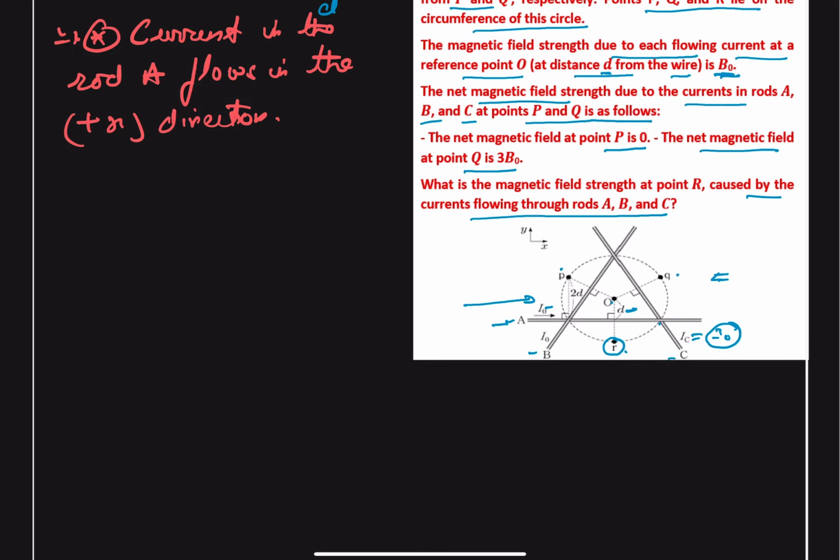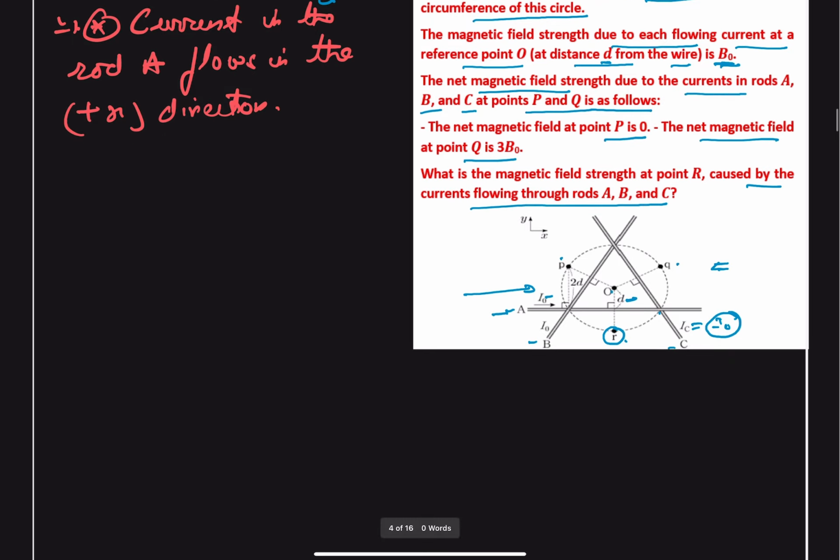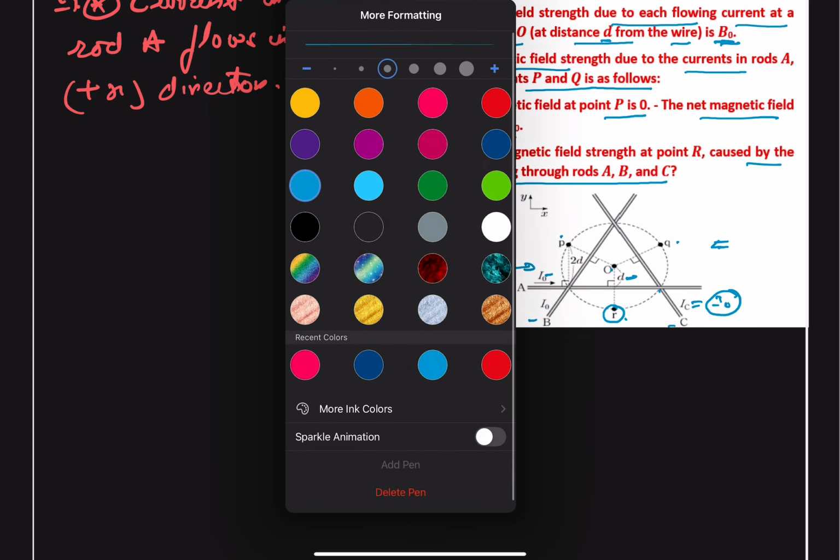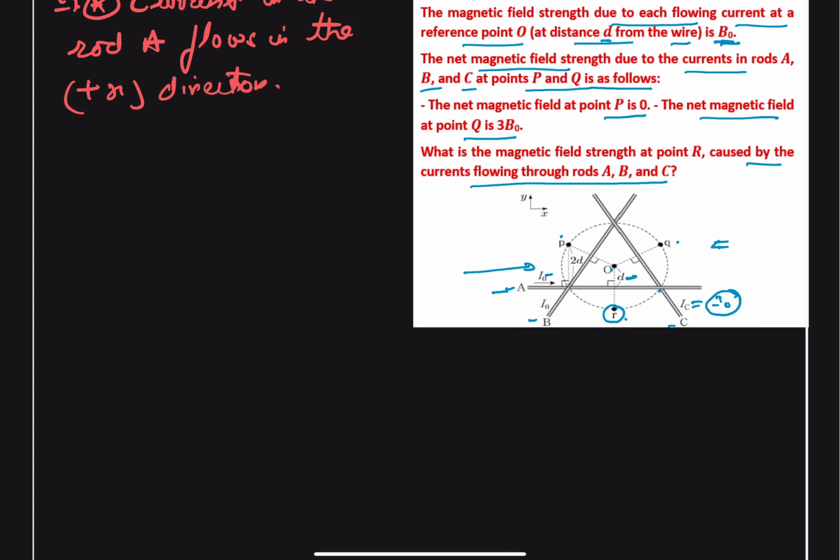So let us draw an approximate diagram. This is our rod A, and current I0 is flowing in the positive x direction, and point P is somewhere here at a distance of 2d. This is point P. Similarly, we have a point Q just opposite to point P, so its distance from rod A will also be 2d. So let's find the magnetic field at point P and then the magnetic field at point Q from rod A.